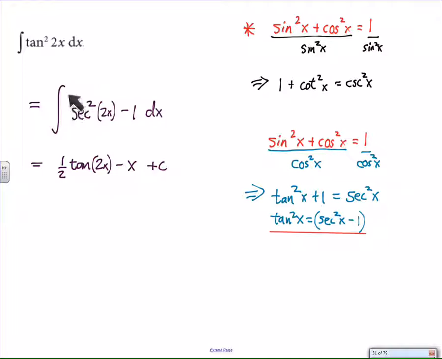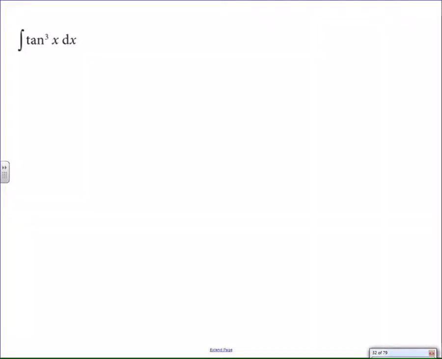Nonetheless, by changing this to a secant squared instead of a tangent squared, the antiderivative of secant squared is just the tangent. The antiderivative of secant squared of 2x is going to be 1/2 the tangent, because don't forget we have to reverse the chain rule. The integral of -1 is negative x, and we have all our points. All of these have been checked to protect the innocent.